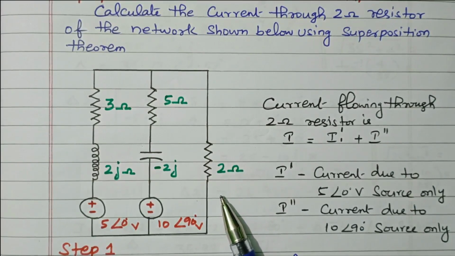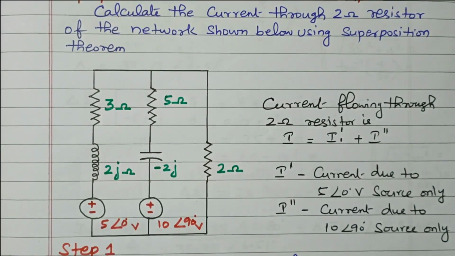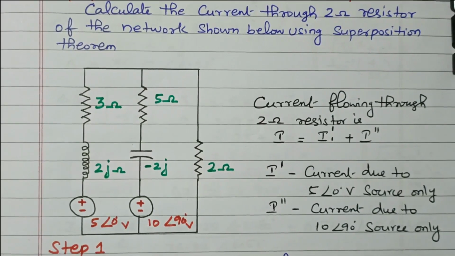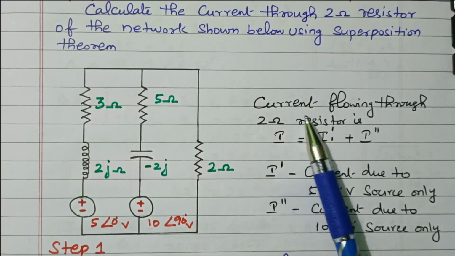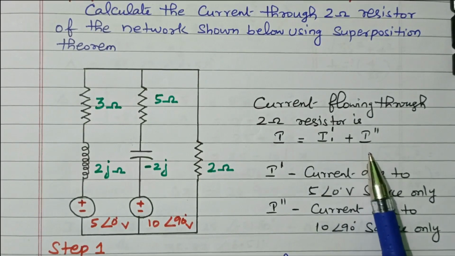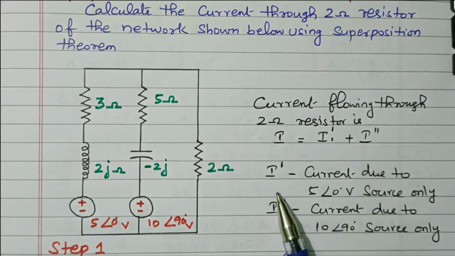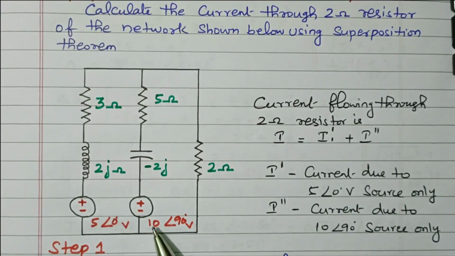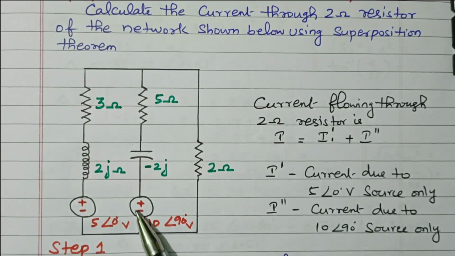So we know the superposition theorem: if two voltage sources are available, we need to consider one source at a time and find the current. Based on that, the current flowing through the 2 ohm resistor I equals I dash plus I double dash. I dash is the current due to the 5 volt source only, so the 10 volt source is removed. I double dash is the current due to the 10 volt source only, which means the 5 volt source is removed.